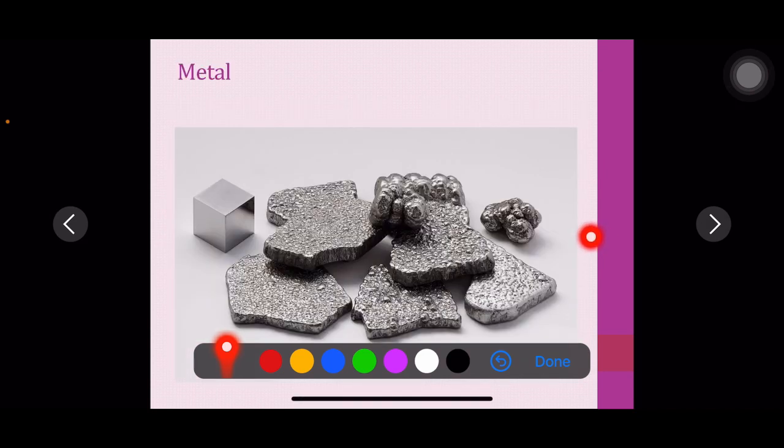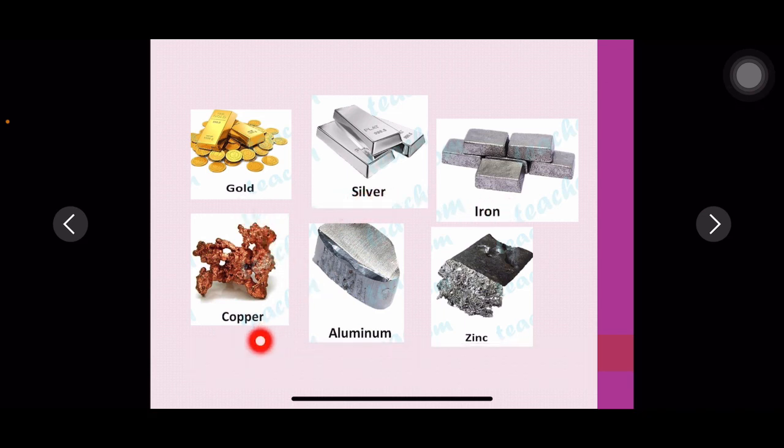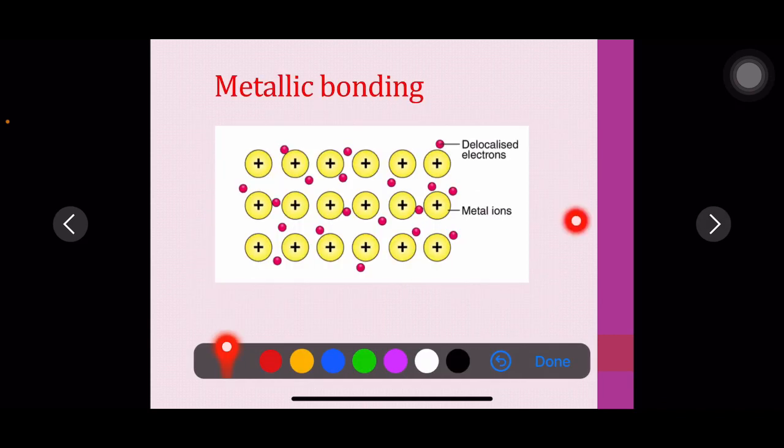So what kind of bond is metallic bond? Metallic bond exists in all the metals. A metal could be gold, silver, iron, copper, aluminium, zinc, also sodium, magnesium, potassium or calcium. These are all metals. In metals, the bonding is called metallic bonding.